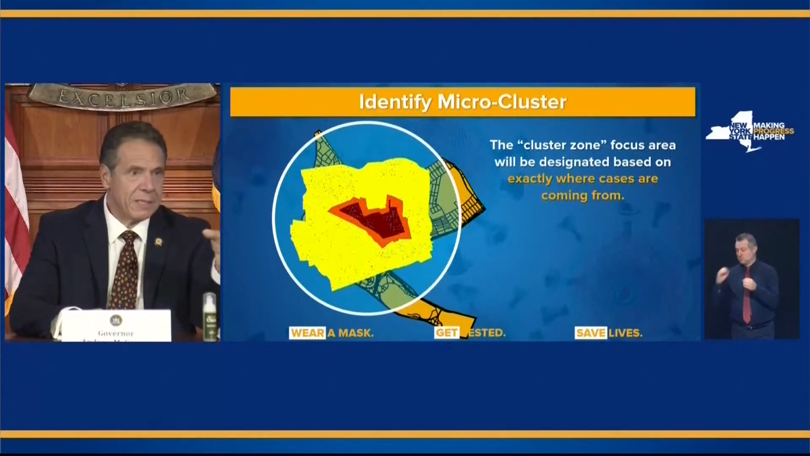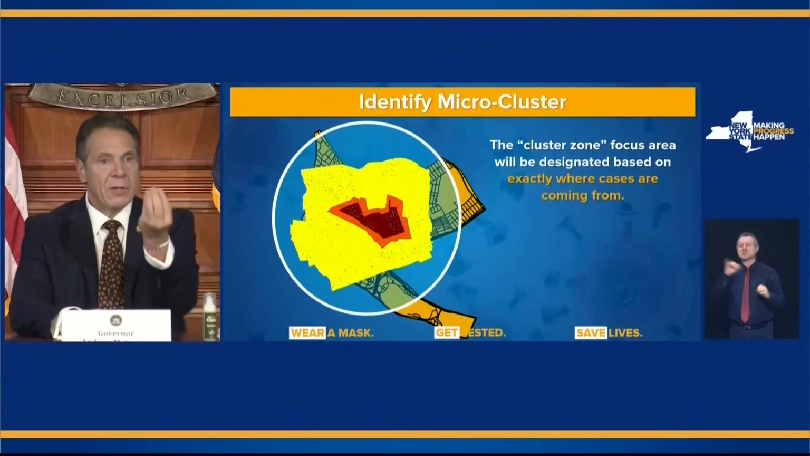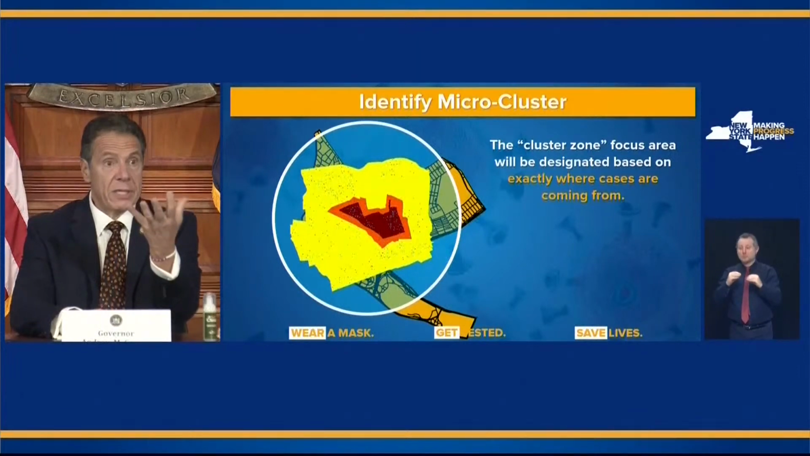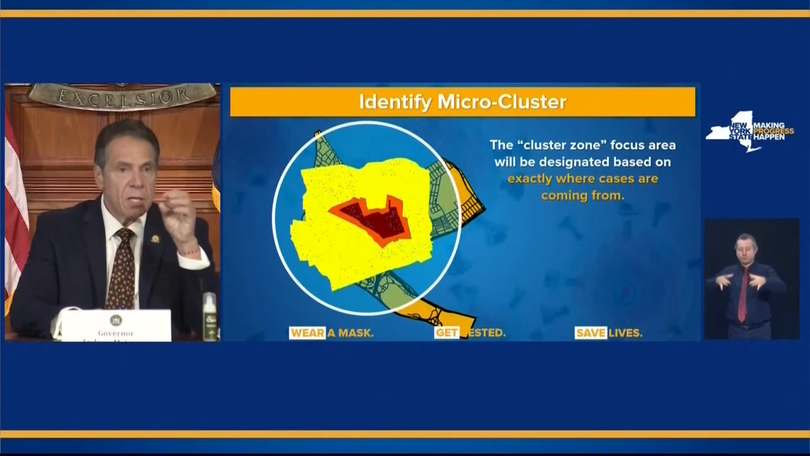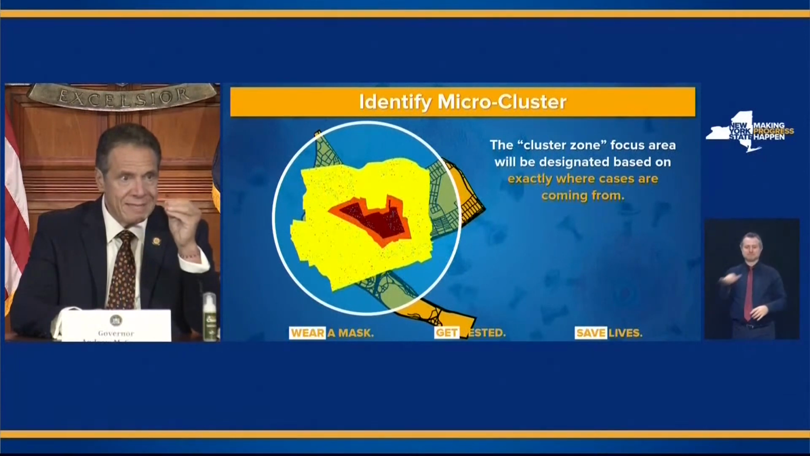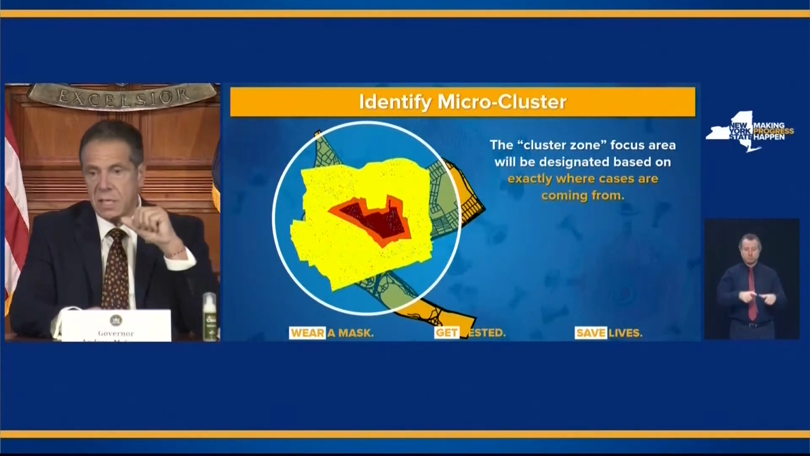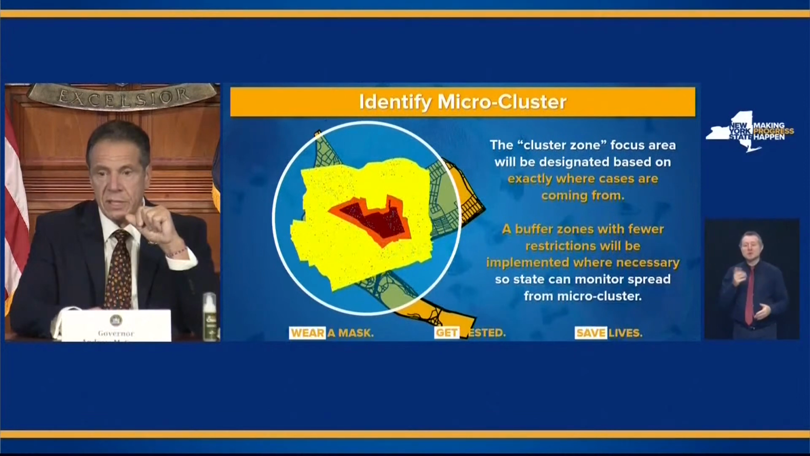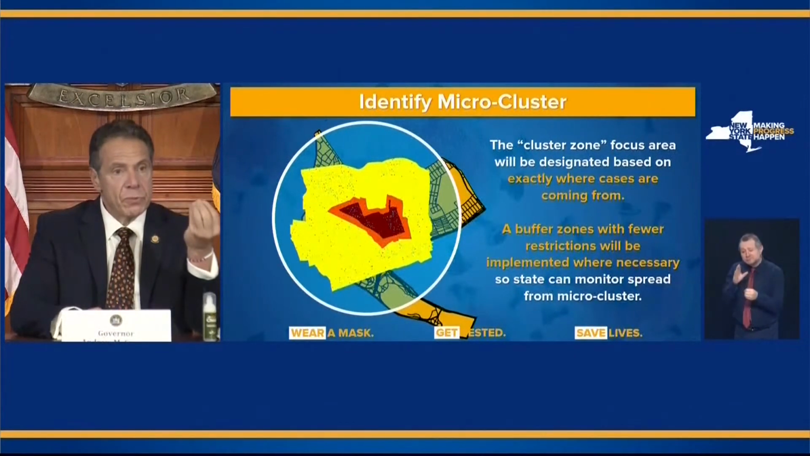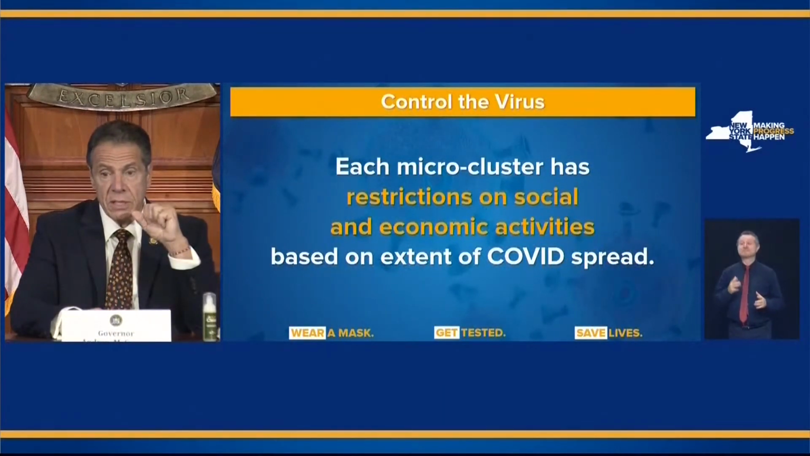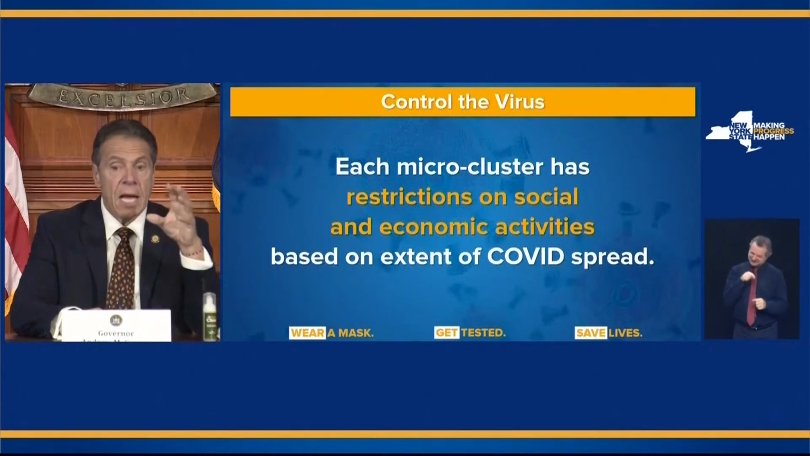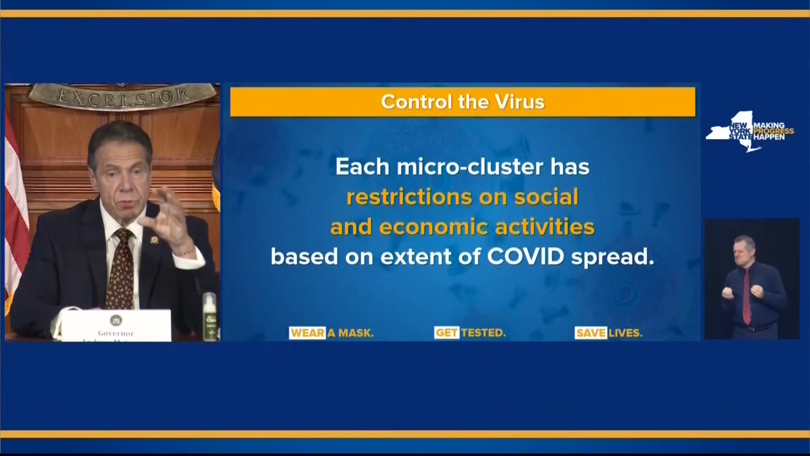You drop a pebble into a pond, and you have that first ring and the second ring and the third ring. That's how COVID spreads. So focus on the intense cluster and then set up buffer zones, and that's what we did. Most restrictions in the red zone, reducing the restrictions in the orange zone and the yellow zone. Reduce the restrictions in that area.